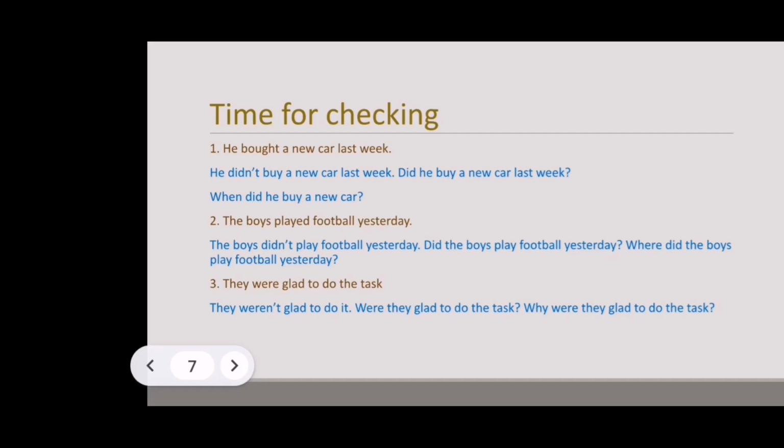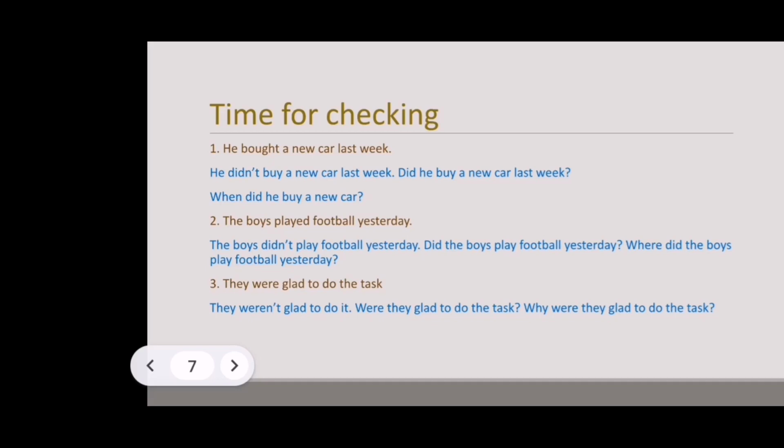Let's check. He bought a new car last week. Negative sentence: he didn't buy, didn't, and the first form of the verb. He didn't buy a new car last week. Question: did he buy a new car last week? Yes, he did. No, he didn't. And you can ask, when did he buy a new car?